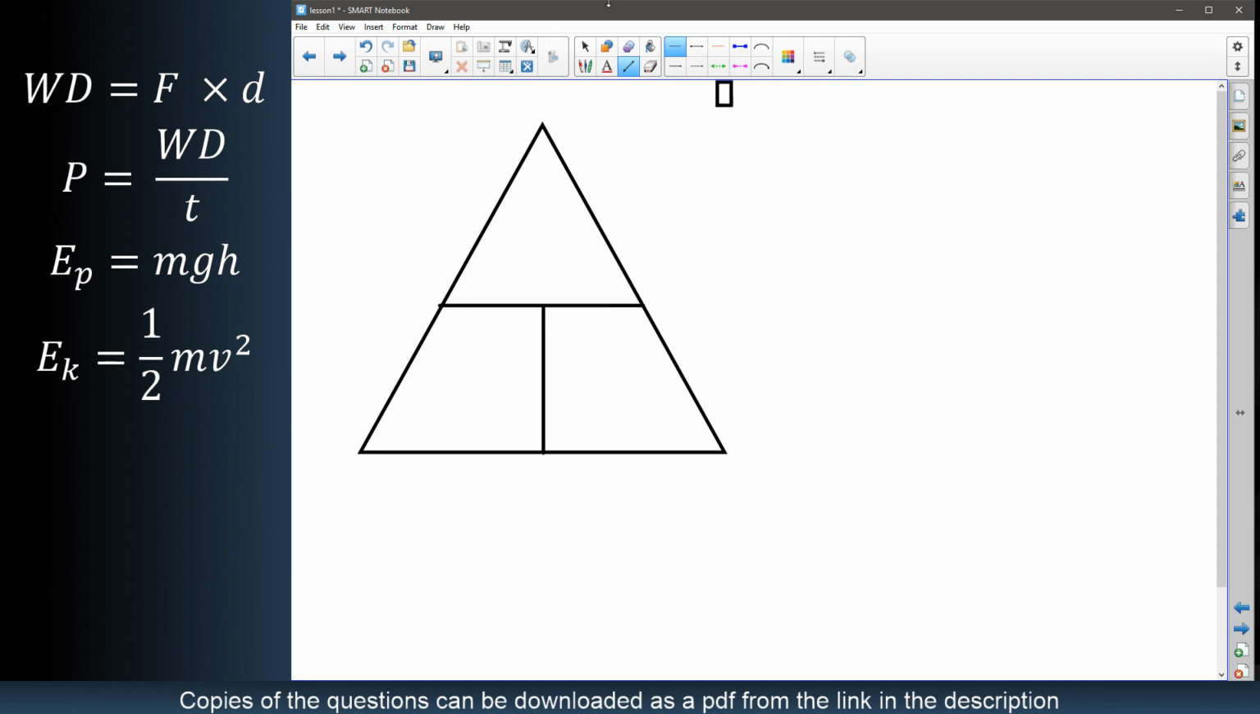We have this little memory triangle where we have work done at the top, we have force down here, and we have distance moved over here. Happy enough?